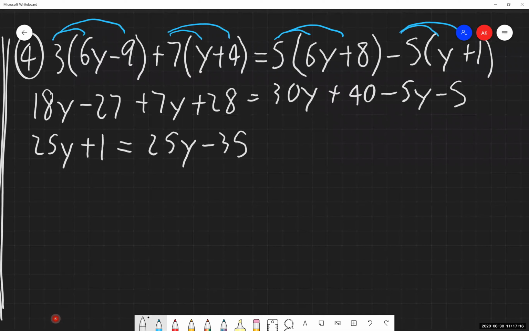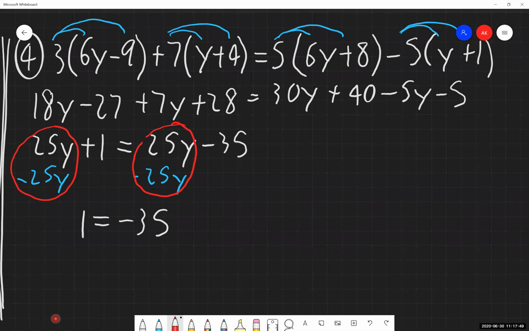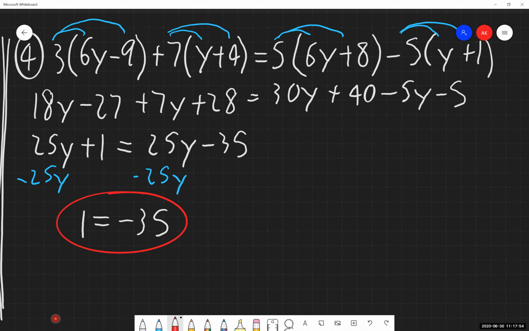Fantastic. And now I want to get rid of one of the variable terms on one side of the equation. So I'm going to get rid of the 25y on the right-hand side. So minus 25y, minus 25y. And we're getting 1 is equal to negative 35, which is not true. So we have right here our variables canceling out, and we are now left with an equation that makes absolutely no sense because 1 is not equal to negative 35.